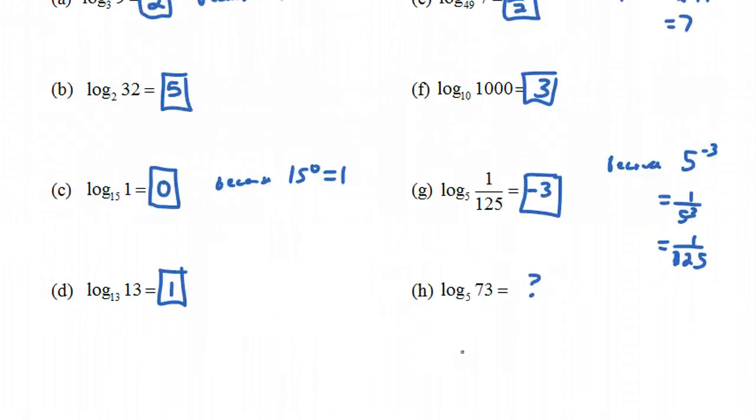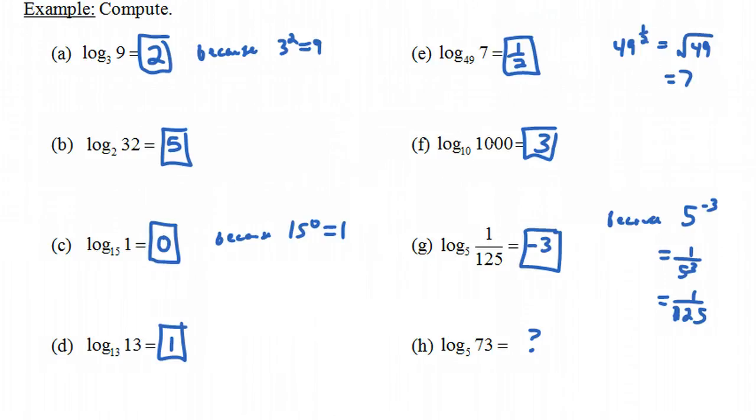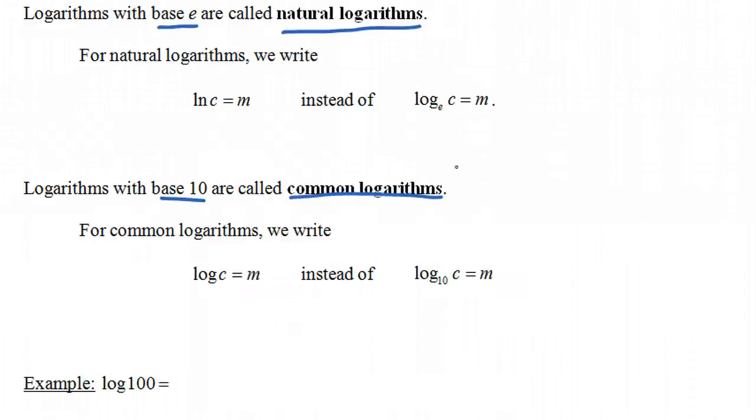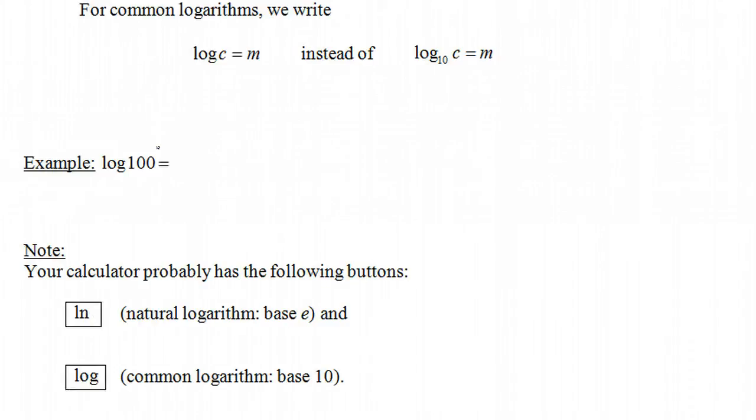In fact, up here, I wrote log base 10 of 1,000. I could have just as easily written log of 1,000 is equal to 3. Okay, because normally we don't write the 10 there if the base is 10. Okay, and in fact, what is log of 100? Well, that would be 2, because 10 to the second power is equal to 100.